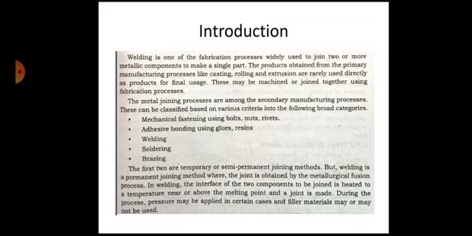But welding is a permanent joining method where the joint is obtained by the metallurgical fusion process. Here the interface of the two components to be joined is heated to a temperature near or above the melting point and a joint is made. During this process, pressure may be applied in certain cases and filler materials may or may not be used.